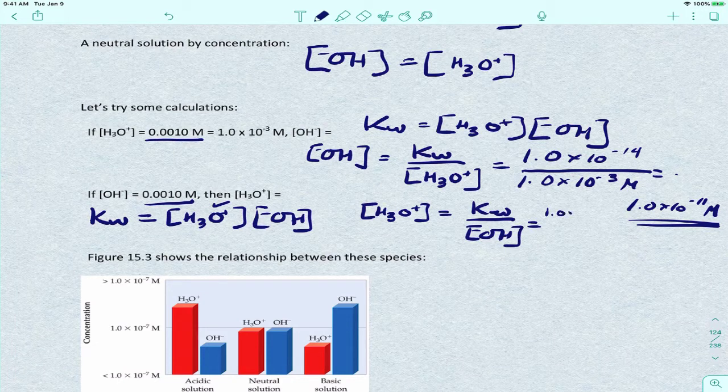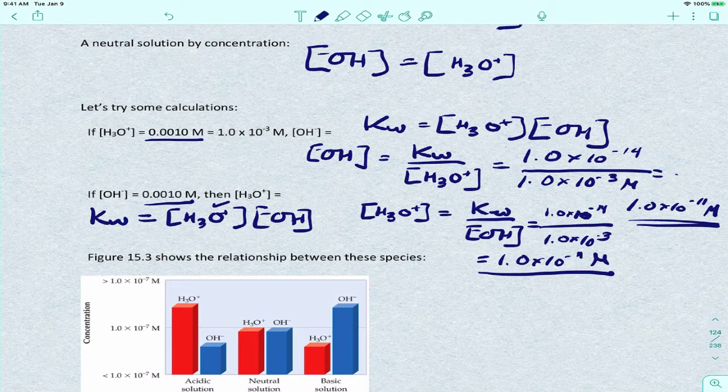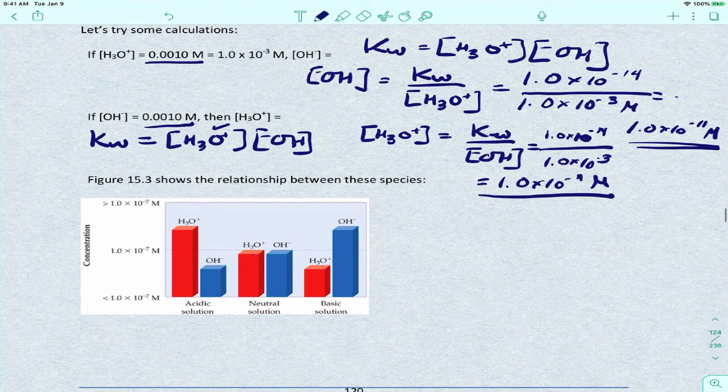Or 1.0 times 10 to the negative 14th divided by 1.0 times 10 to the minus third. And that means that the concentration of H3O plus should be 1.0 times 10 to the minus 11th molar. So it's kind of nice. If you're missing one, you can definitely find it.